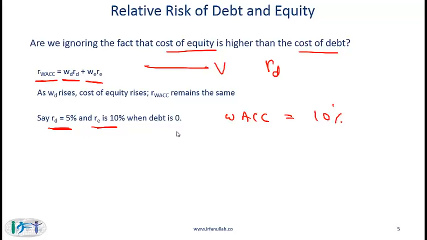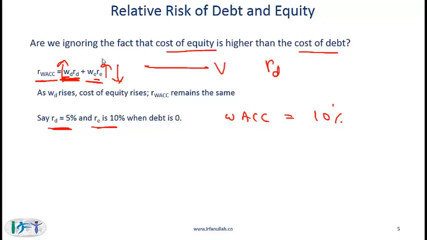So if we now start adding debt, what happens to the weight of debt over here? The weight of debt starts increasing, and the cost of debt is only 5%, which is half of the cost of equity. So you might think that if we are adding debt, which is lower cost, then that should bring the weighted average cost of capital down. But it's not bringing it down. Why? The reason is, as you add more debt, what happens to the risk of equity? The risk of equity actually increases.